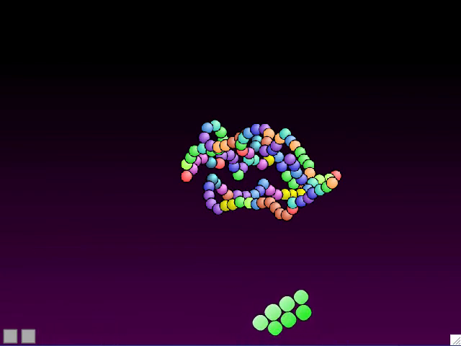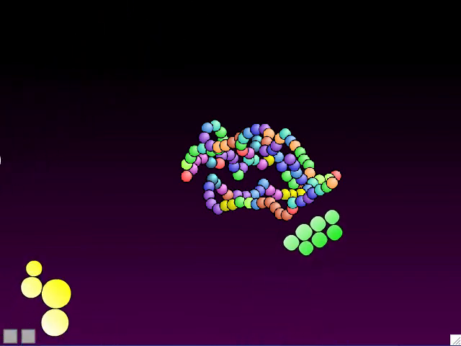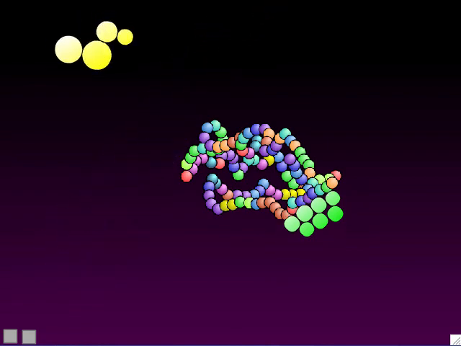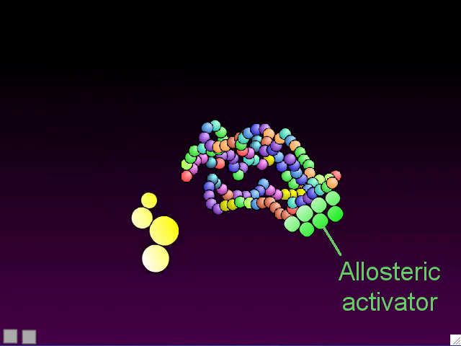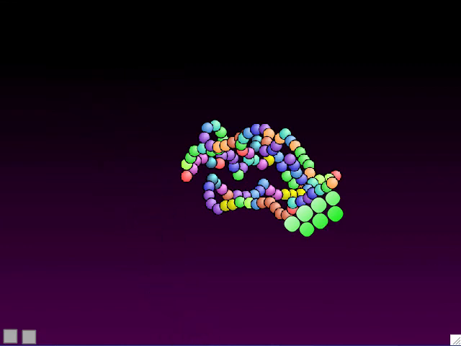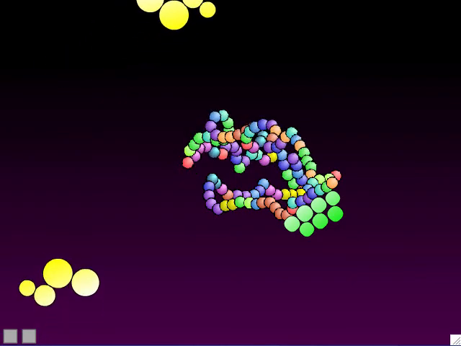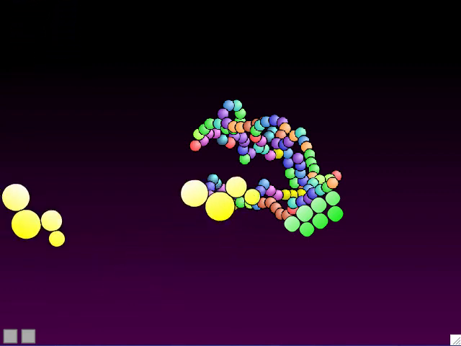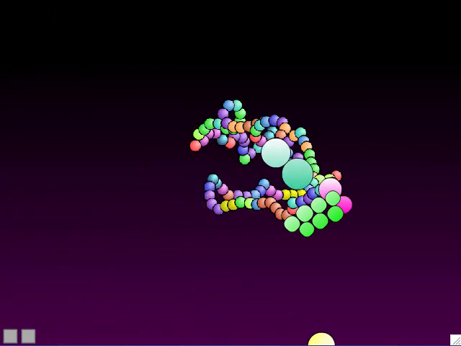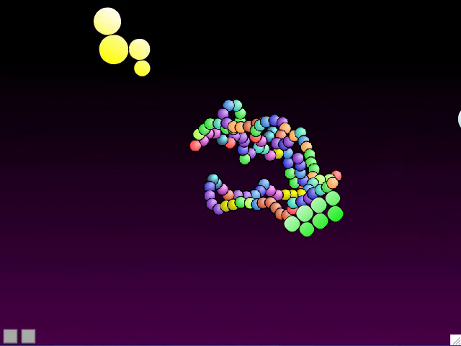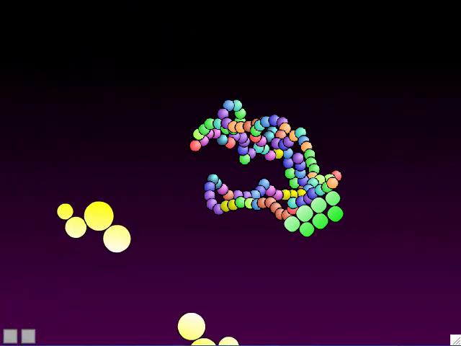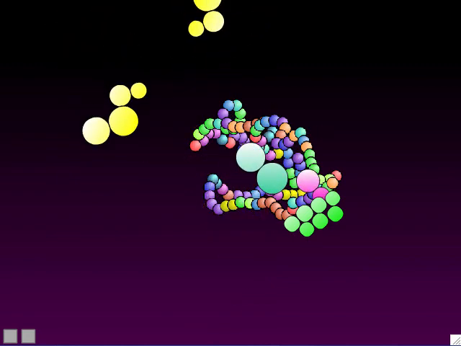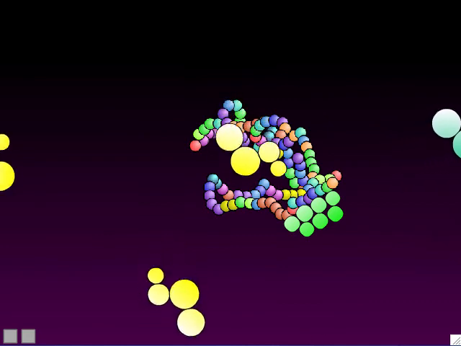So let's see an example of that. This molecule is an allosteric activator, so it binds not in the enzyme's active site, but when the allosteric activator binds to the enzyme, it changes the enzyme shape in a way that opens up the enzyme's active site, which now is going to increase the enzyme's activity compared to a moment ago when the enzyme's active site was closed. So allosteric activators increase the activity of an enzyme by opening up the enzyme's active site, but the allosteric activator does not bind to the active site.